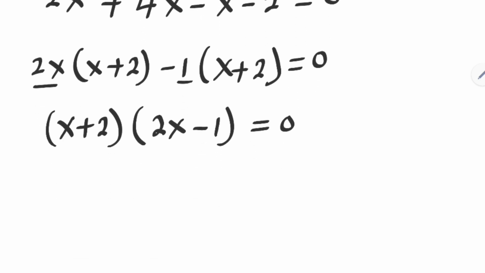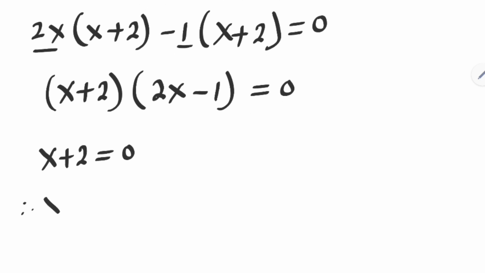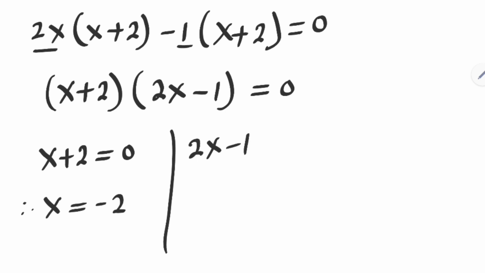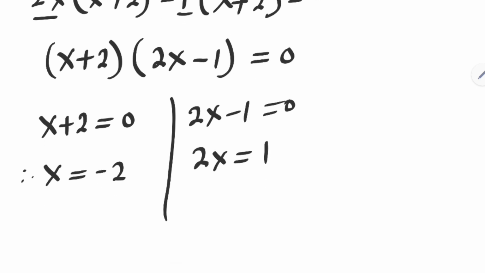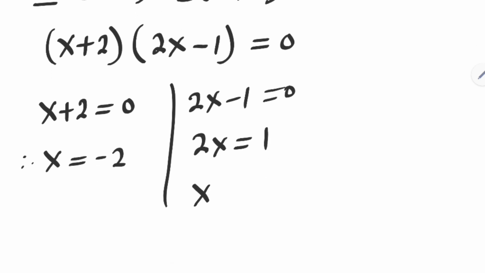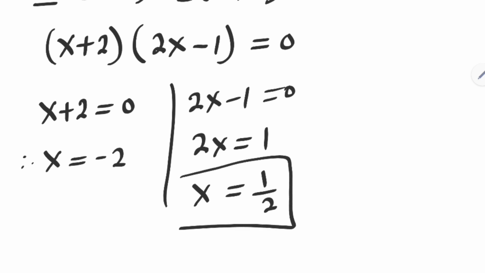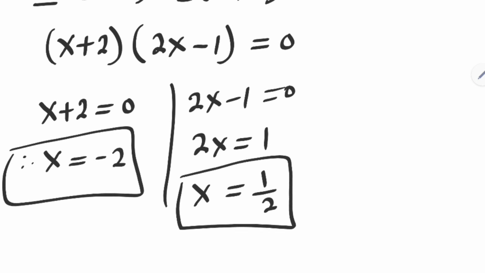There are two cases here. The first case is x plus 2 is equal to 0. Therefore, x is equal to minus 2. And the second case is 2x minus 1 is equal to 0. 2x is equal to 1. Then x is equal to 1 over 2. These are the values of x. We may check to confirm if this answer is right or wrong.